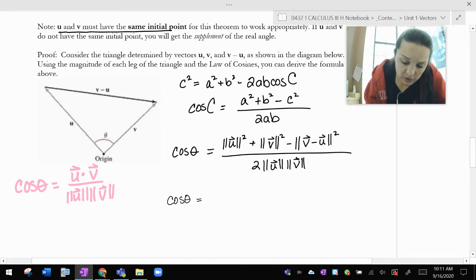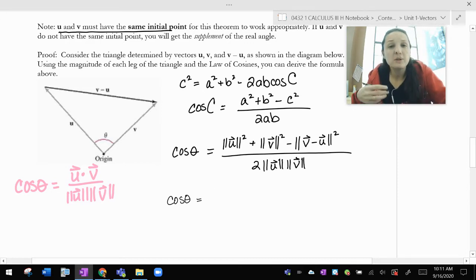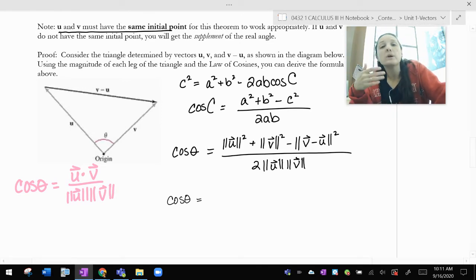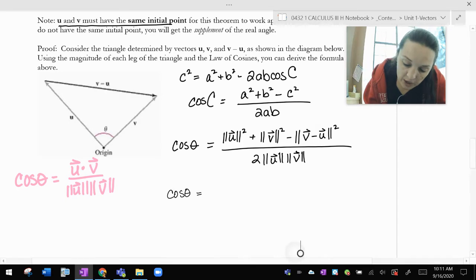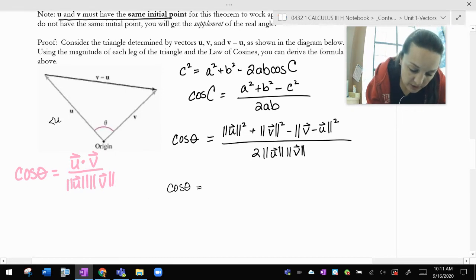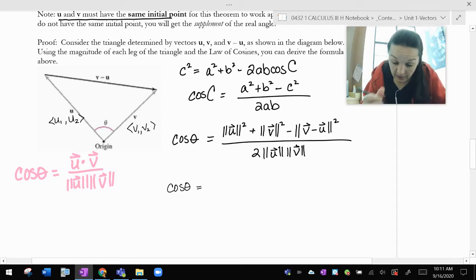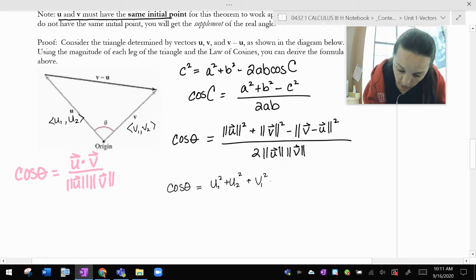The magnitude of u squared would really just be the sum of the squares of u's components, okay? Now, we can do this in 2D or 3D. I'm going to do it in 2D just so you don't have as much to write, but trust me, it works in 3D just as well. So if I say vector u has components u1 and u2, and vector v has components v1 and v2, then the magnitude of u squared is going to be u1 squared plus u2 squared, v1 squared plus v2 squared.